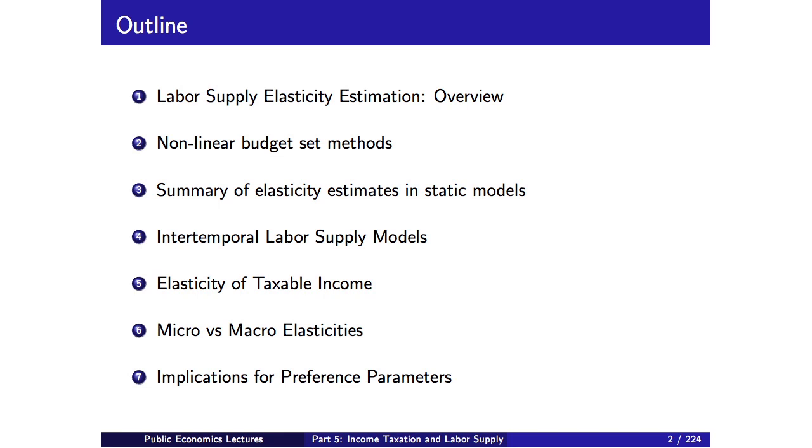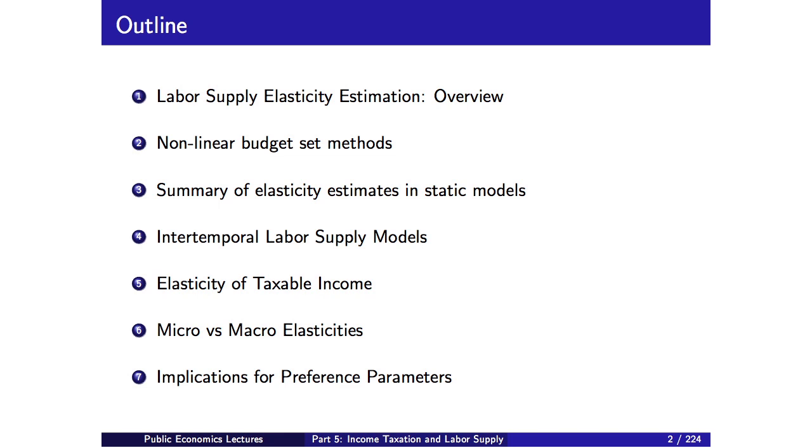So first, we're just going to talk about broad methodological issues in estimating the relevant labor supply elasticities to think about optimal policy. We'll then spend quite a bit of time on a technique called nonlinear budget set methods, which accounts for the fact that the budget constraint is not a straight line, but you have progressive taxes, and what that does to estimating elasticities and how it creates opportunities to estimate elasticities.